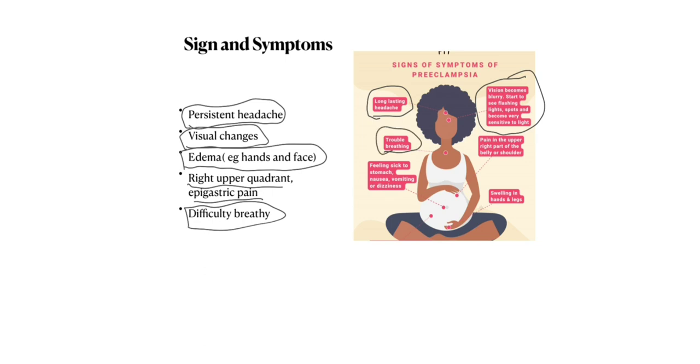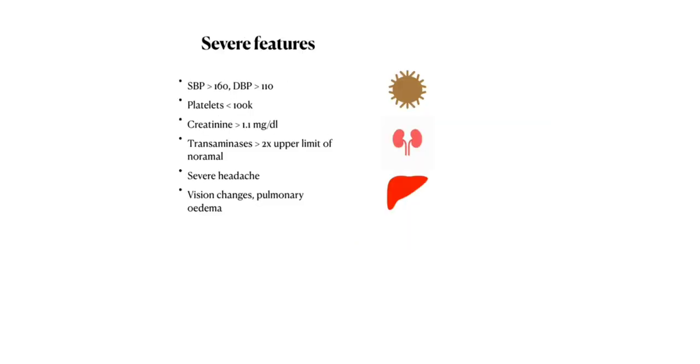Trouble breathing is another one. And there will be pain in the upper part of the belly or shoulder, like the epigastric region, right upper quadrant pain or the shoulder. And then vomiting, dizziness is another, and then swelling of the hands and legs can also be present. So these are all the different signs and symptoms of this disorder.